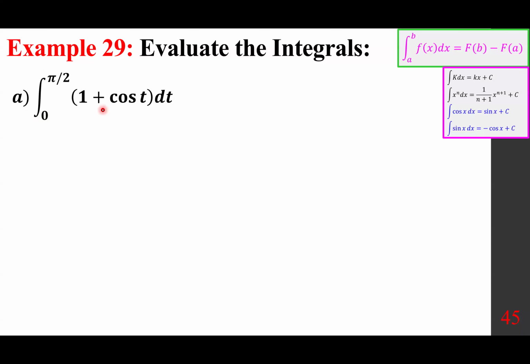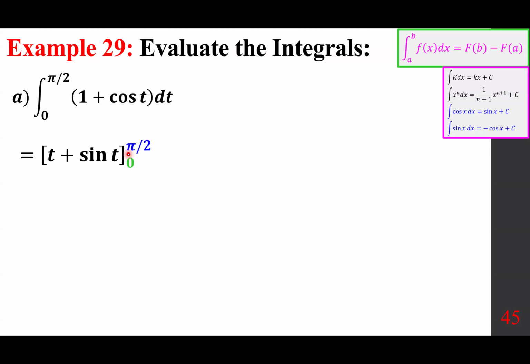The integral from 0 to π/2 of 1 plus cosine t dt. We've done this before. Now we are going to do the definite integral. Because the independent variable is t, 1 gives you t. And of course, cosine, the derivative is negative, but the integral is positive sine t.